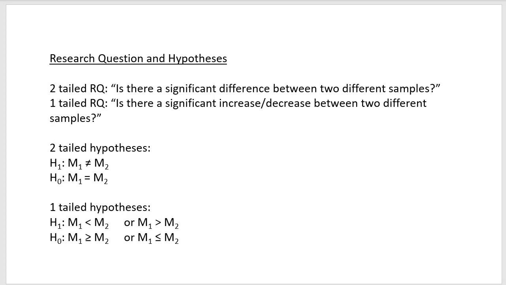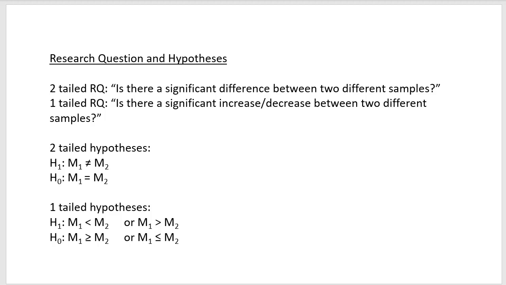Our two-tailed research question for an independent samples t-test is: is there a significant difference between two different samples? The one-tailed research question is: is there a significant increase or decrease between two different samples? That's not to say that we're looking for an increase or a decrease. What that means is that we are looking for either an increase if it's a one-tailed positive test or a decrease if it's a one-tailed negative test.